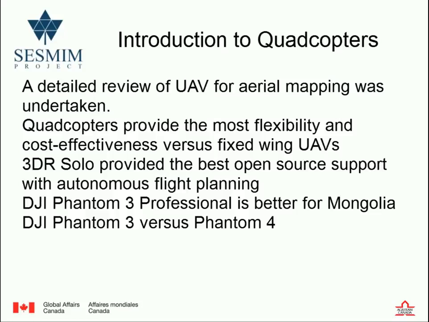When we did this last year, we looked at the 3D Robotics Solo, which was the best quadcopter for open source support and autonomous flight planning. We didn't pick it because there were some limitations. It's American made, so the parts have to come from America, and basically it was more expensive than the DJI. So we picked the DJI Phantom 3 Professional for Mongolia. 3D Robotics and DJI have an agreement now that some of the 3DR products will be sold by DJI.